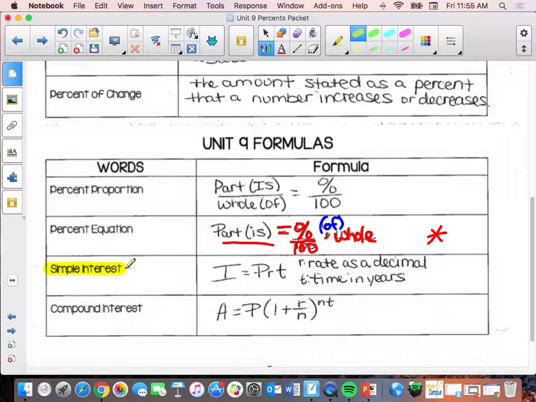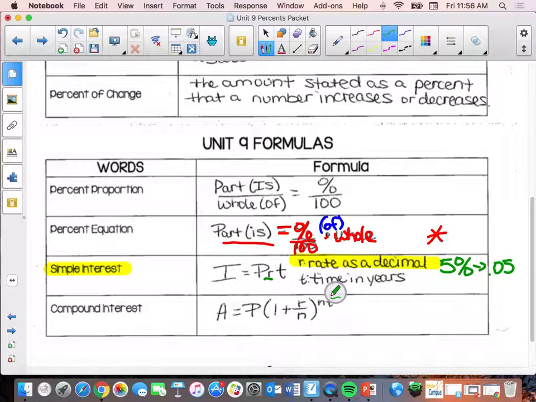Okay, so this formula is going to be used today a lot. Simple interest. You take the interest, and that is equal to the principal times the rate as a decimal. Could you please make sure that you wrote that in there? It's very important that the rate is changed into a decimal. So for example, if I start off with a rate that is 5%, you would not use 5 in your formula. This R right here would have to be 0.05, not 0.5, but 0.05.